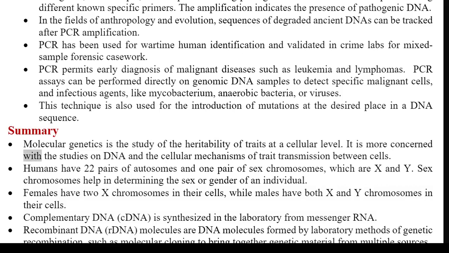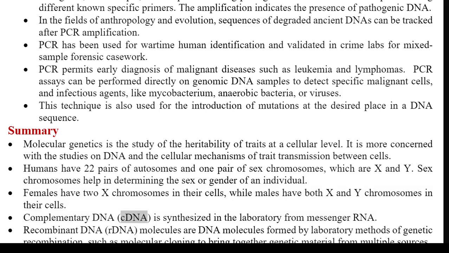Summary. Molecular genetics is the study of the heritability of traits at a cellular level. It is more concerned with the studies on DNA and the cellular mechanisms of trait transmission between cells. Humans have 22 pairs of autosomes and 1 pair of sex chromosomes, which are X and Y. Sex chromosomes help in determining the sex or gender of an individual. Females have 2 X chromosomes in their cells, while males have both X and Y chromosomes in their cells.